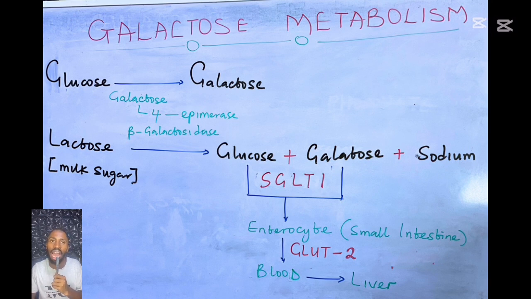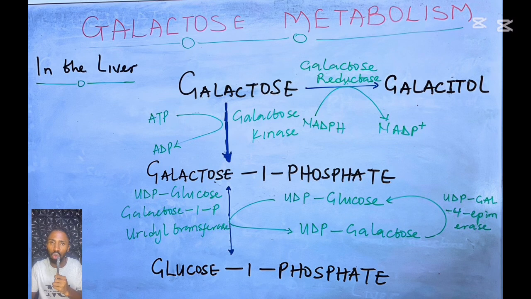So when you take milk sugar, in the enterocyte in the intestine, what happens? Glucose and galactose are absorbed together with sodium using SGLT1 transport. SGLT1 transports these two sugars into the blood, and from the blood they are transported to different parts, especially the liver.